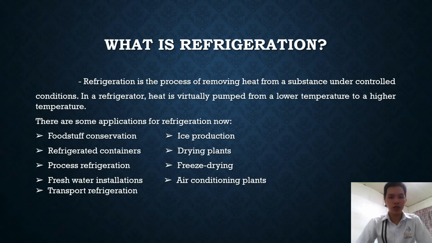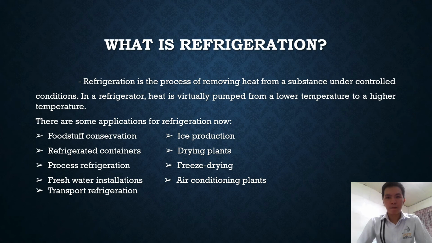So refrigeration is the process of removing heat from a substance under controlled conditions. So in a refrigerator, heat is virtually pumped from a lower temperature to a higher temperature. That is the technical definition of refrigeration. So refrigeration is a continued extraction of heat from a body or an object.